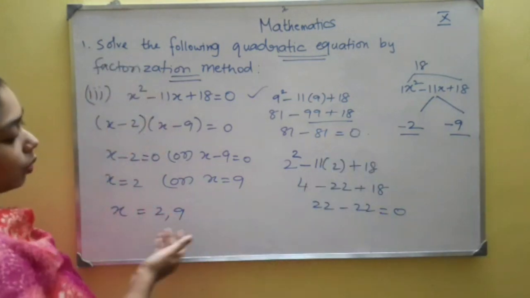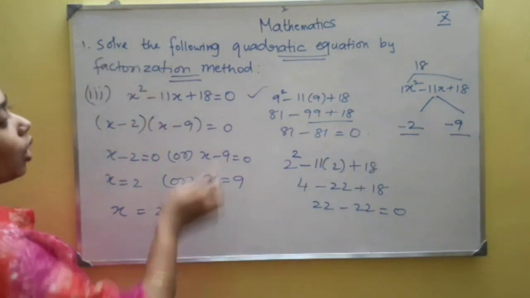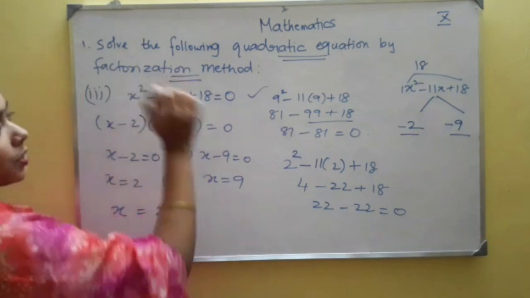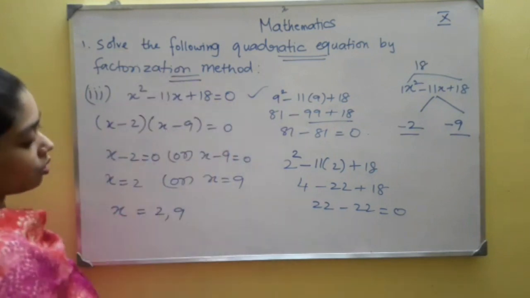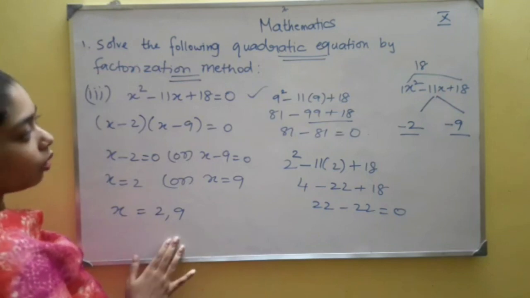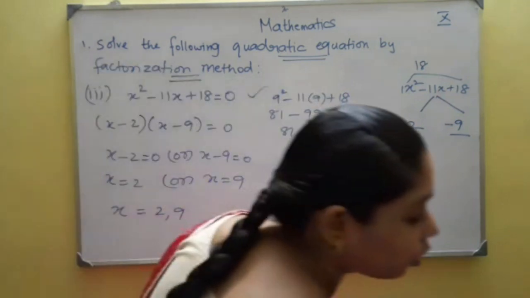So what is the purpose of finding these two solutions? At what value of x is this algebraic expression equal to 0? It is 2 and 9. For these two values alone this algebraic expression gets equal to 0.